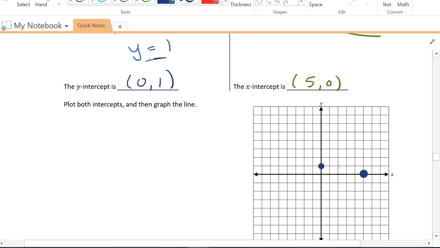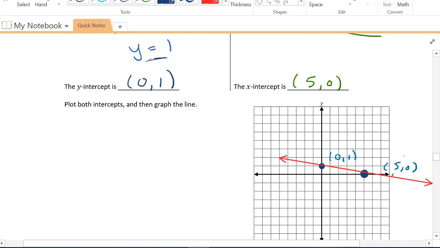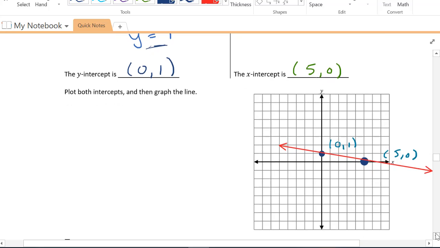Let's label everything. This is 0, 1. This is 5, 0. And then we want to connect those points. So maybe look like this. Okay, so there you go. There you have it. Should look something like that. Okay, let's continue.